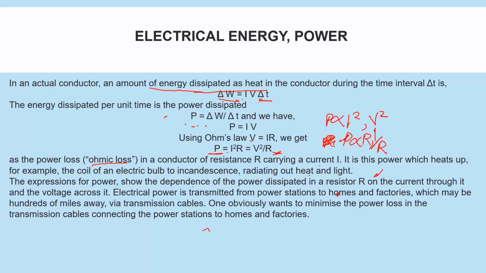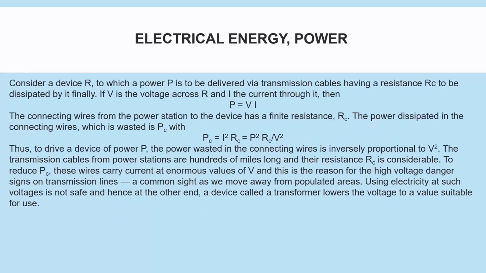So how do we do that? We are going to consider a device, which you can consider as being called R, and a power P is to be delivered. Suppose we are using an appliance or a device R, and we need power P to be delivered to R, for R to work, through transmission cables. The transmission cables have a resistance of RC.